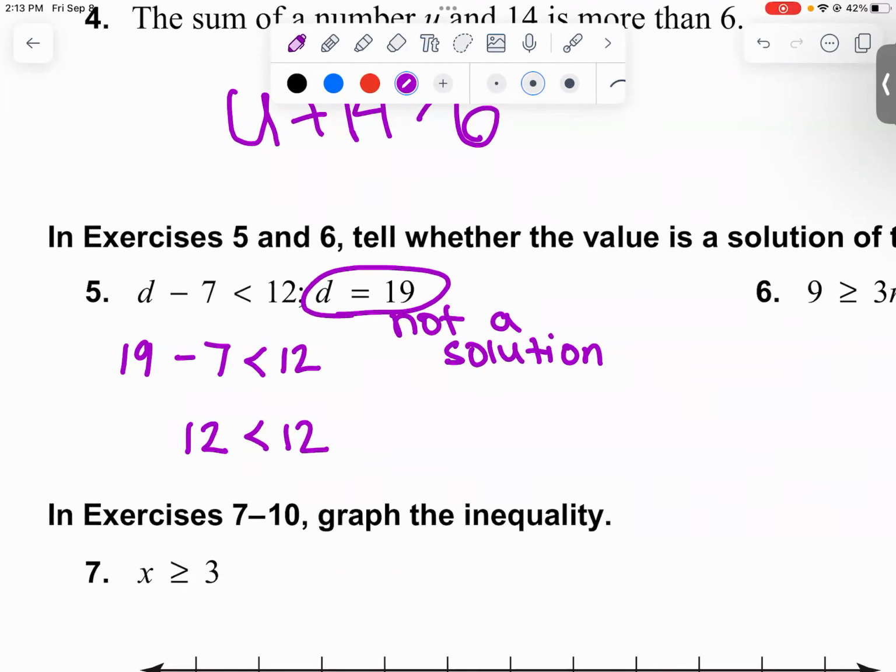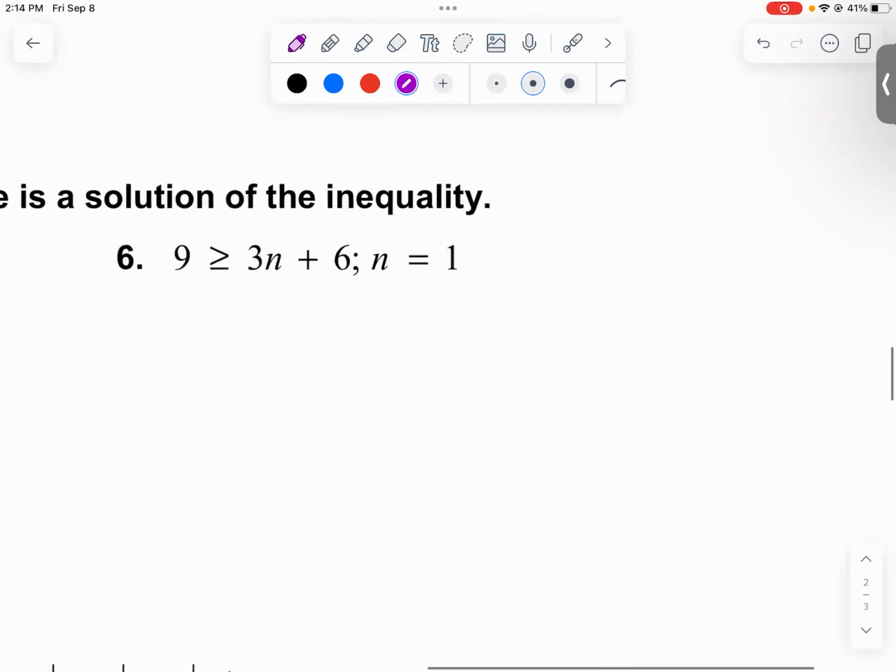What's the point of the D then? Is it no solution? 19 is not a solution. But who can tell me a number that would be a solution? Harry? 18 and 9/10 would be a solution. Or 0. Yeah, 7 would work.